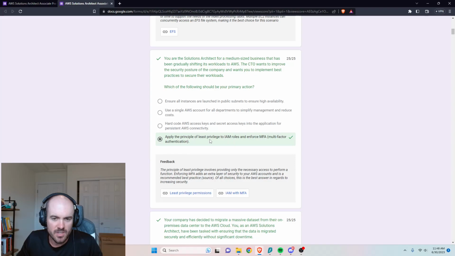So apply the principle of least privilege to IAM roles and enforce MFA. So kind of explain this when you're doing it, but the principle of least privilege says you only have enough access to do your job or some kind of function. And then enforcing MFA adds that extra layer of security to your AWS accounts and is recommended as a best practice. Okay. Of all choices, this is the best answer in regards to increasing security.